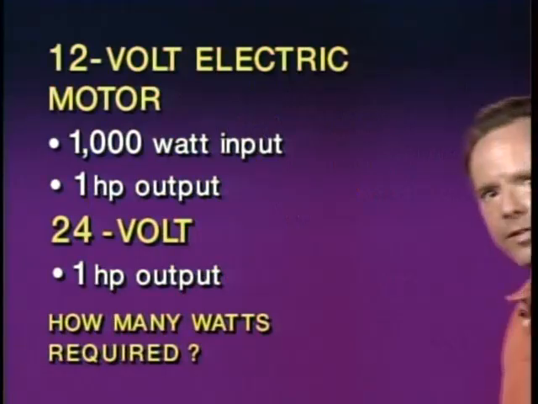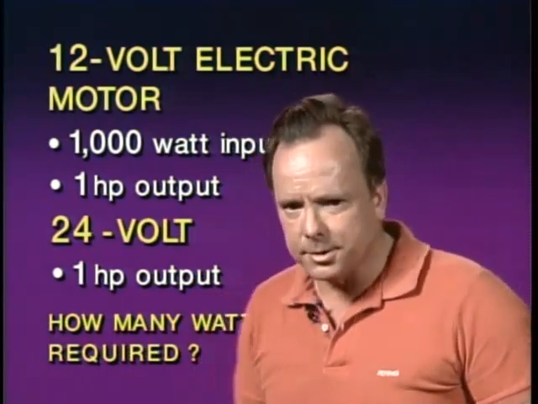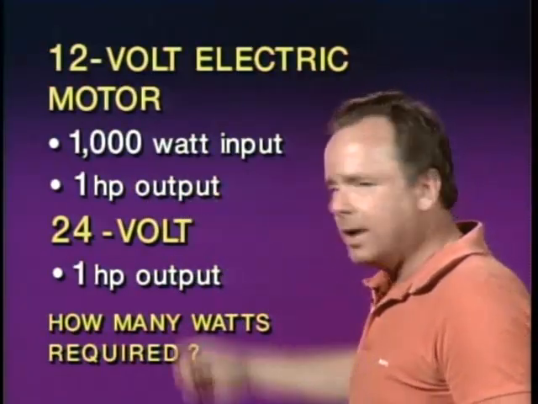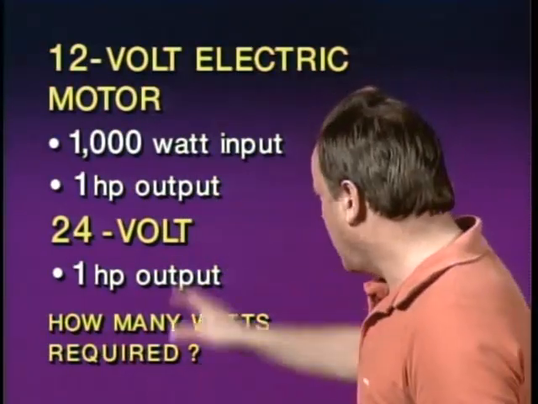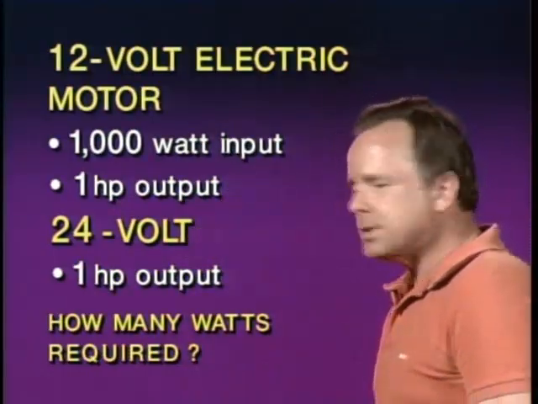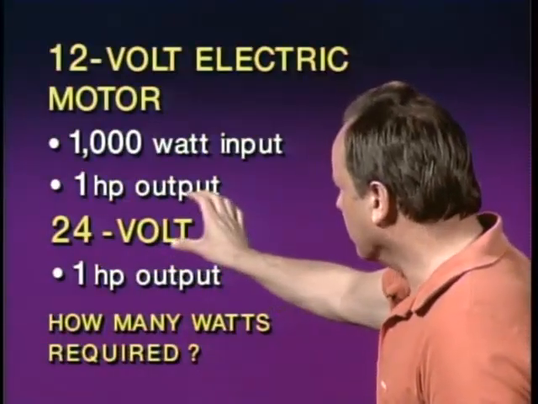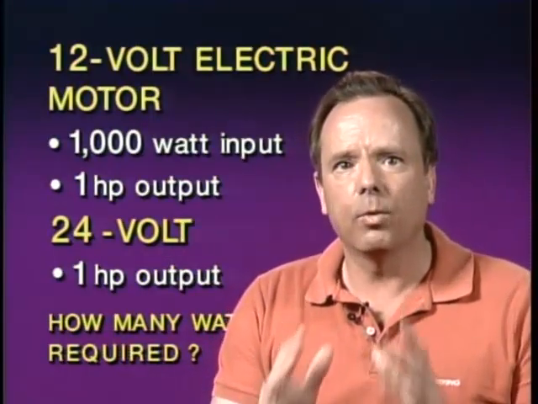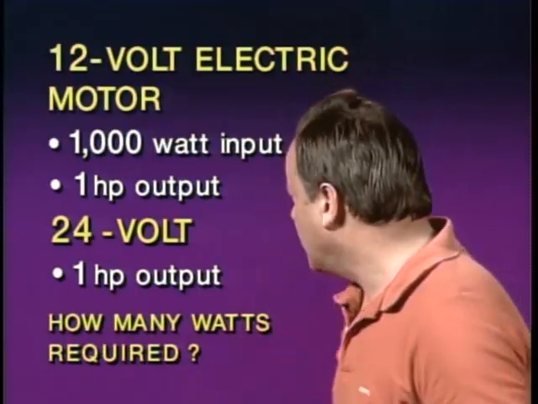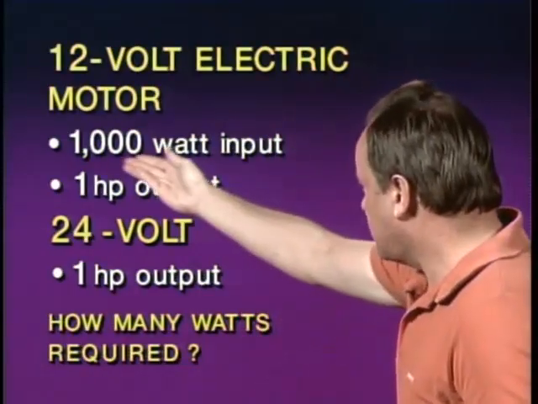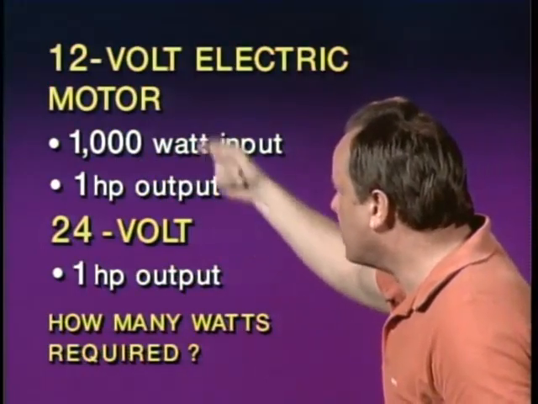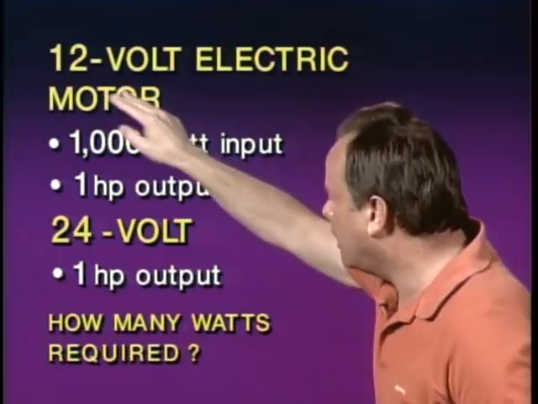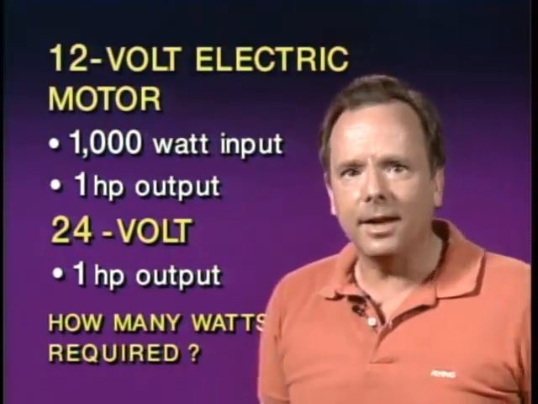Now here's another question involving power they're going to ask you about on the test. They're going to say, let's assume that you have a 12-volt electric motor and that it has a 1,000 watt input and a 1 horsepower output. So you can see it's pretty efficient. Now let's assume that you had a 24-volt motor with 1 horsepower output that had the same efficiency ratio. The question is, how many watts would be required? And the answer is the same 1,000 watts. If it has the same efficiency ratio, watts to horsepower, it's going to be the same, still 1,000 watts. And whether it's 12 volt or 24 volt doesn't make any difference.